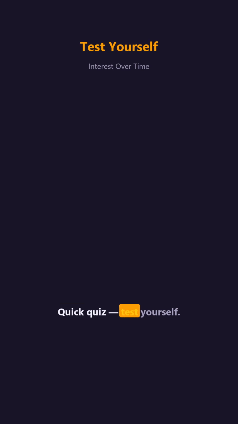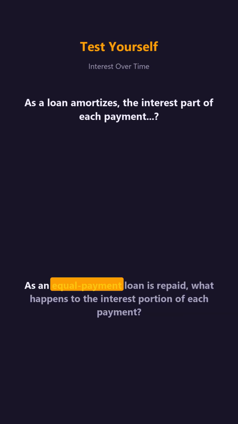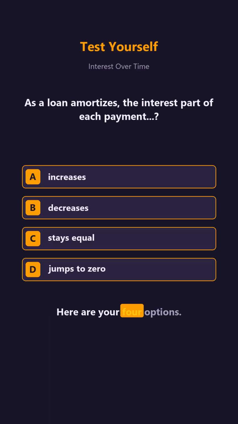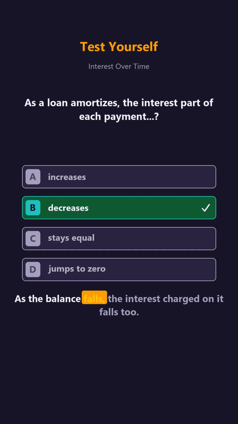Quick quiz, test yourself. As an equal payment loan is repaid, what happens to the interest portion of each payment? Here are your 4 options. Pause the video and solve it now. The correct answer is B, it decreases. As the balance falls, the interest charged on it falls too.